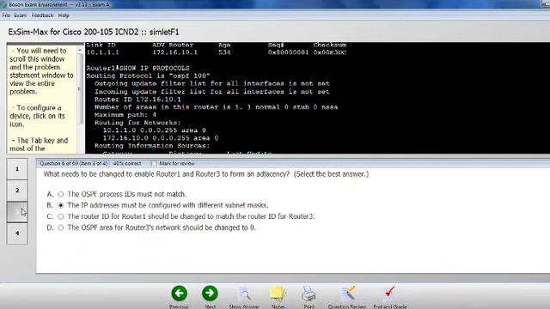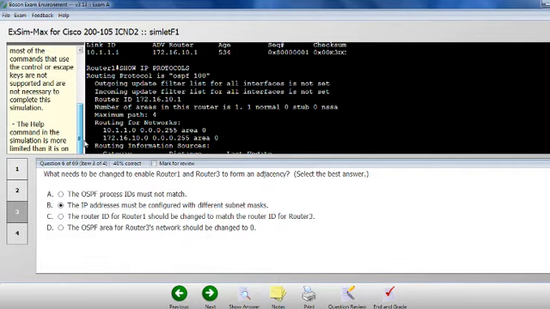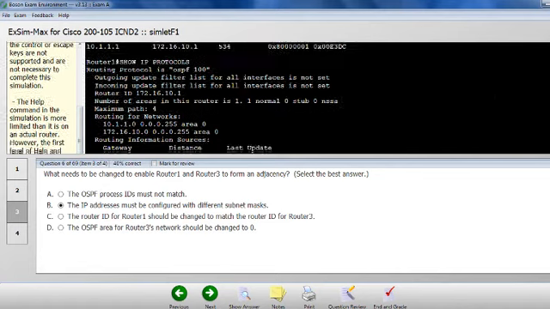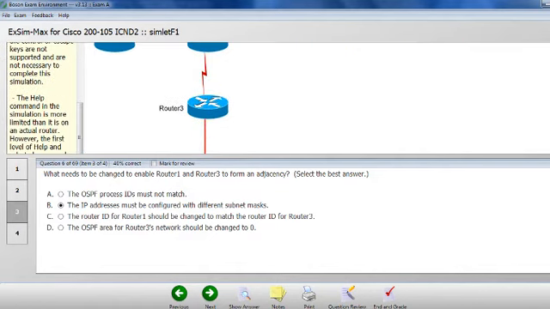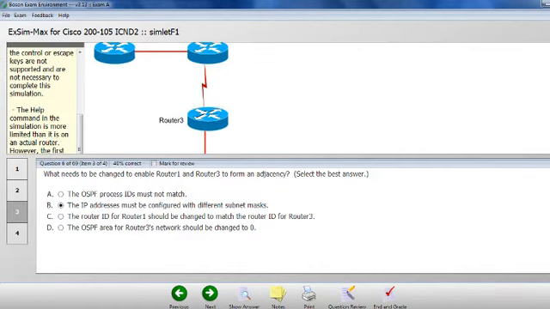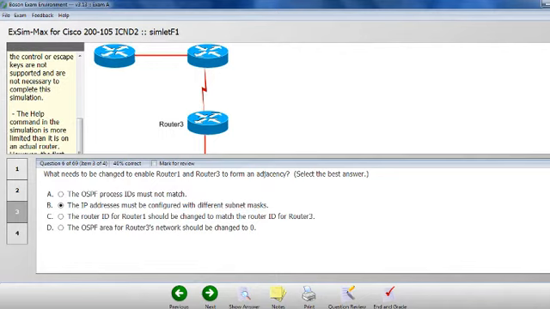Now we're going to go to question number 3. What needs to be changed to enable router 1 and router 3 to form an adjacency? Select the best answer. So router 1 and router 3, perhaps they're connected. Yes, they are connected. To form an adjacency, the OSPF routers go through 8 states: down, attempt, init, 2-way, exstart, exchange, loading, and full.